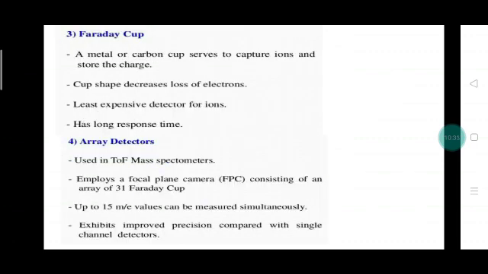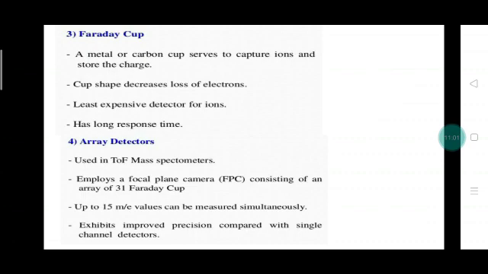Third one is the Faraday cup. A metal or carbon cup serves to capture ions and store the charge. It has a cup shape, which decreases loss of electrons. It is a less expensive detector for ions compared to other detectors. It has a long response time.